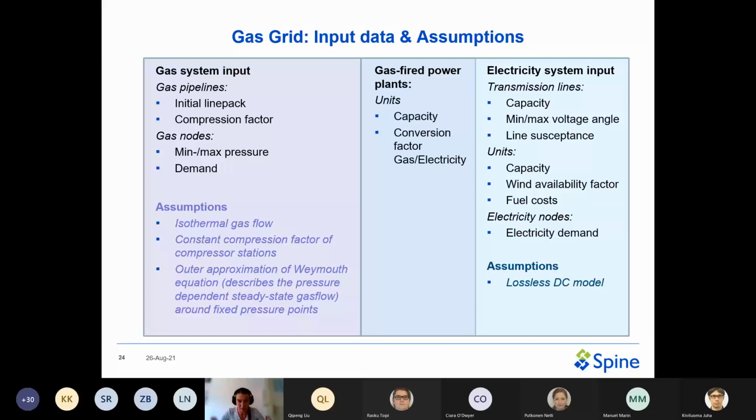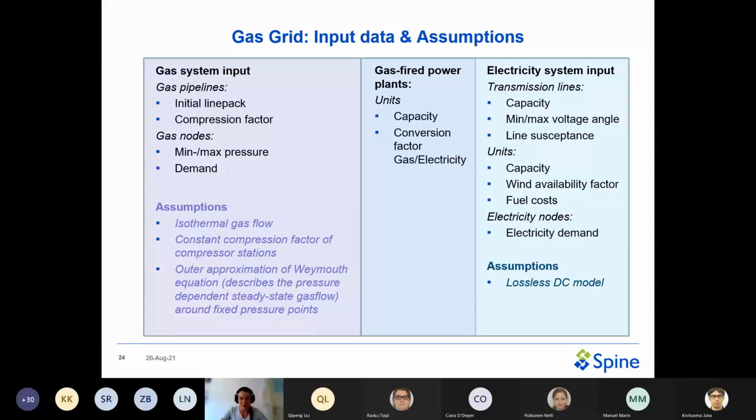Even though these are assumptions, we are still including quite a bit of technical detail here. And that was also the challenge of this case study. On the one hand, we have our generic SpineOpt building blocks, and at the same time, we have these specific commodity physics. And I think we managed quite nicely to represent both of these in SpineOpt.